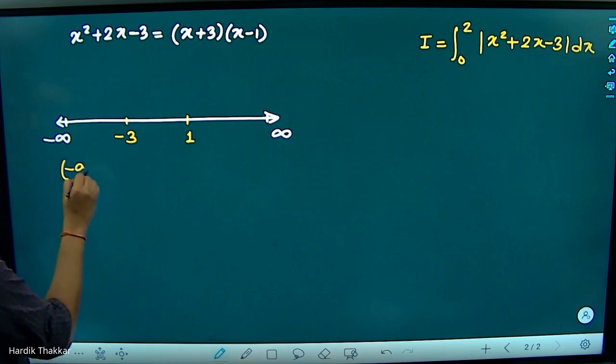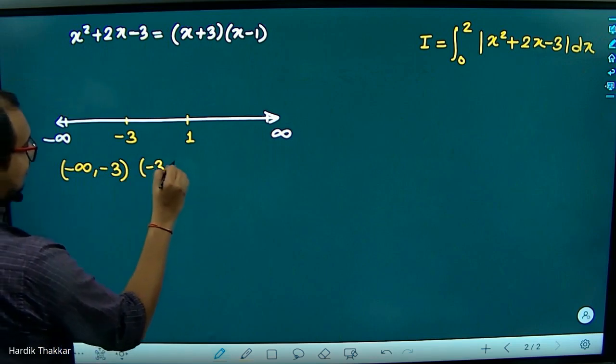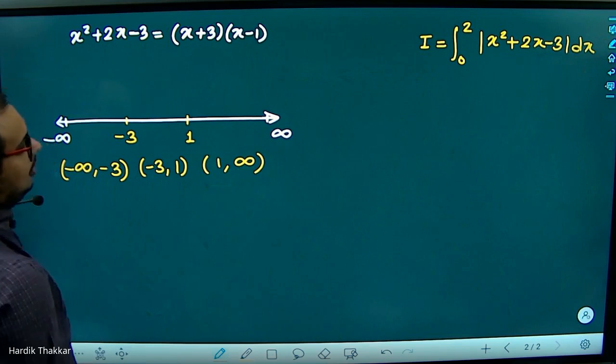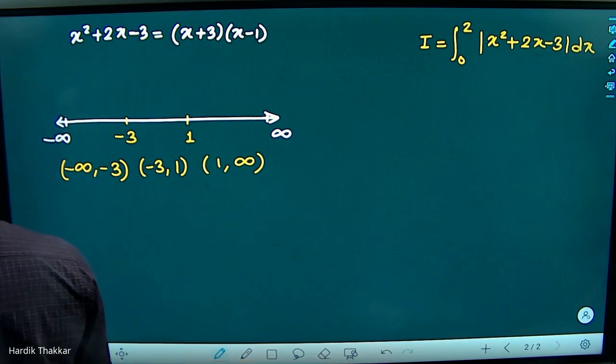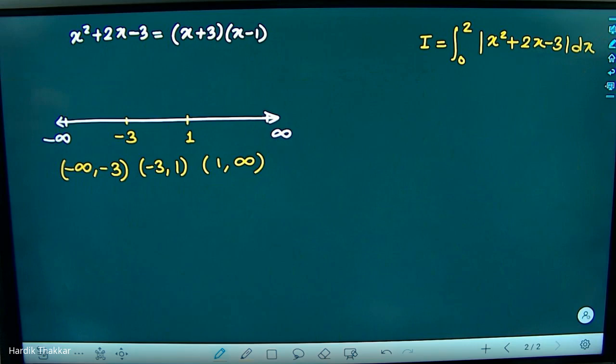So we will get three intervals. First interval is minus infinity to minus 3. Second interval is minus 3 to 1. Third interval is from 1 to infinity. Now for the first interval, check the same. Actually, the same thing they have done by drawing that figure. You can check whether they have taken positive, negative like this. So you can understand by that also.